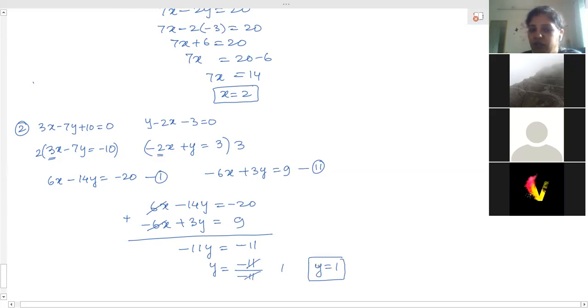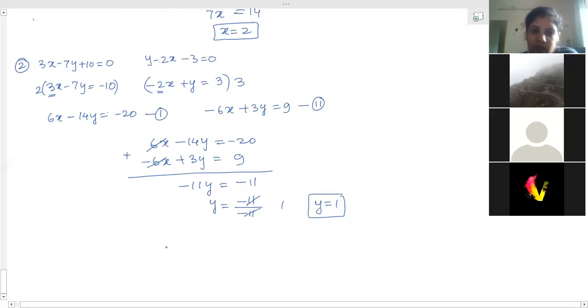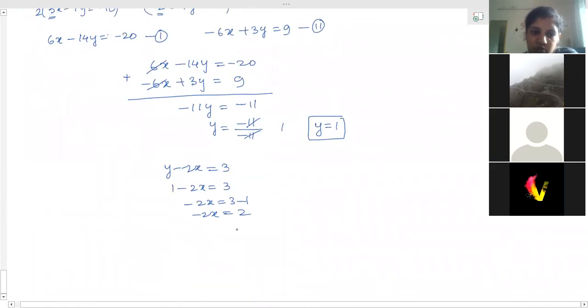Now substitute this value in any one of the equations. This is 1, 2, 3, 4, four equations we have. y minus 2x is equal to 3. y is 1, so 1 minus 2x is equal to 3. Minus 2x is equal to 3 minus 1, that is 2. Minus 2x is equal to 2. The value of x is minus 1. Clear? Yes, ma'am. Okay.